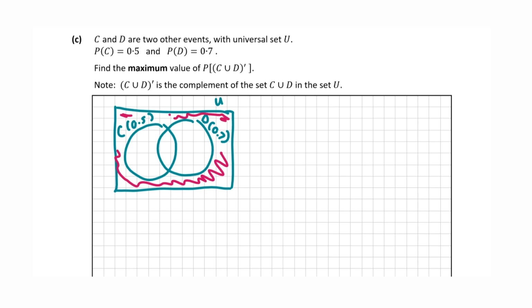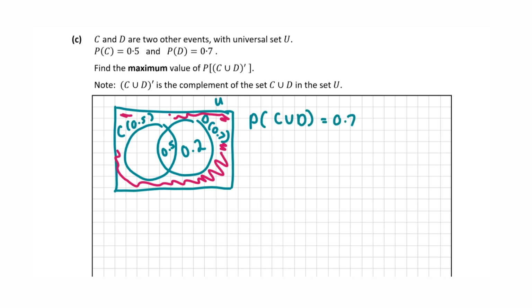So in order to make that the maximum value, we need to try and find what the minimum value within the two circles would be. So we know that the probability of C is 0.5. So I can put 0.5 in here, and that will still leave the probability of C as 0.5. So with that in there, we know that the probability of D is 0.7. So that means that here should be 0.2. So we still have the probability of C to be 0.5 and the probability of D to be 0.7. And that's the minimum number we can have in there.